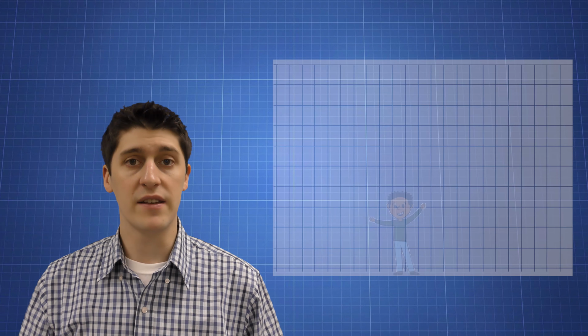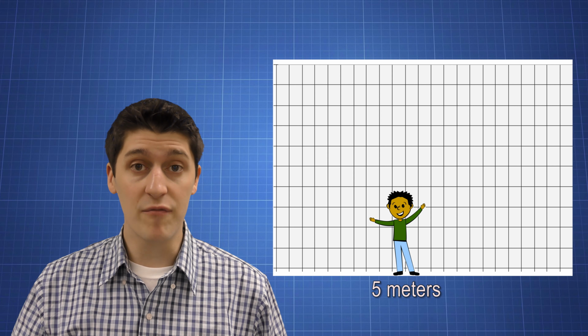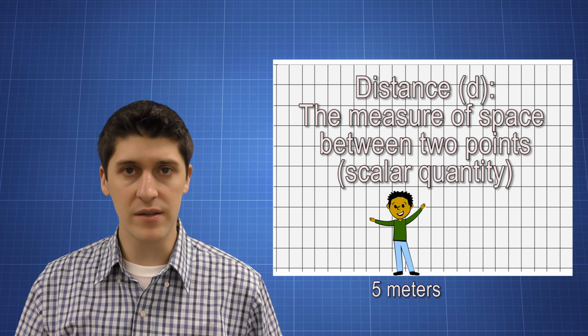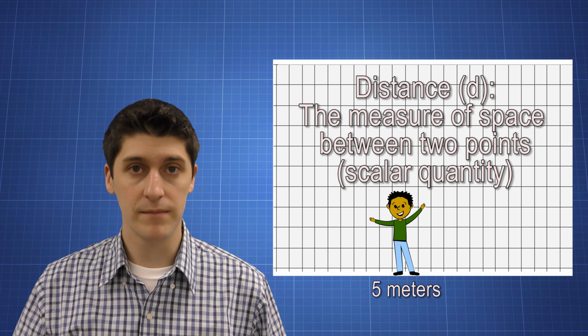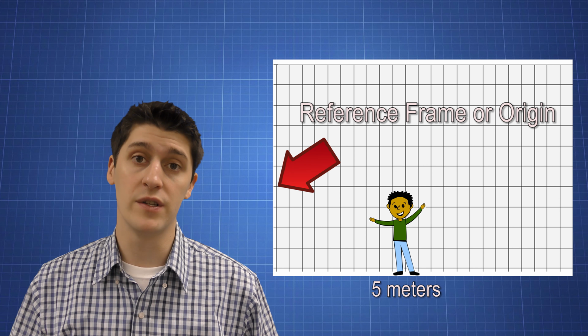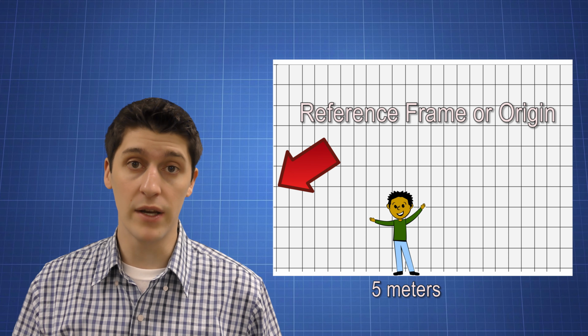Let's say we have a guy that's standing 5 meters away from a wall. His distance is 5 meters. Distance is the measure of the space between 2 points. In this example, the wall is what we call our reference point. It's fixed. We could also call it our 0 point.